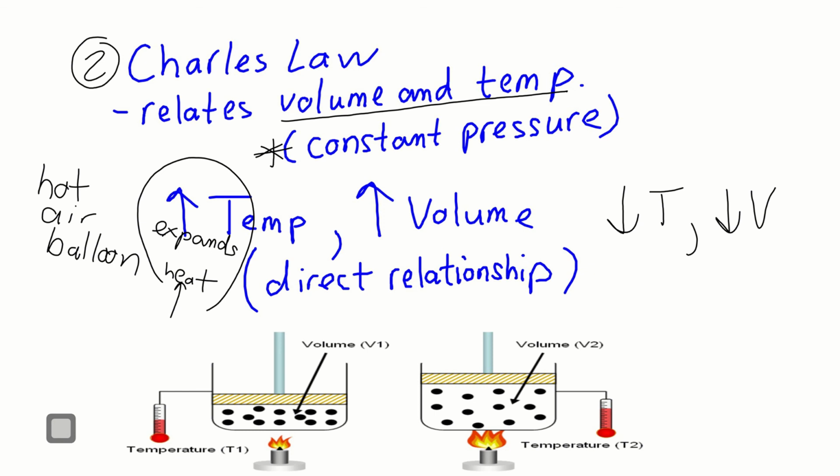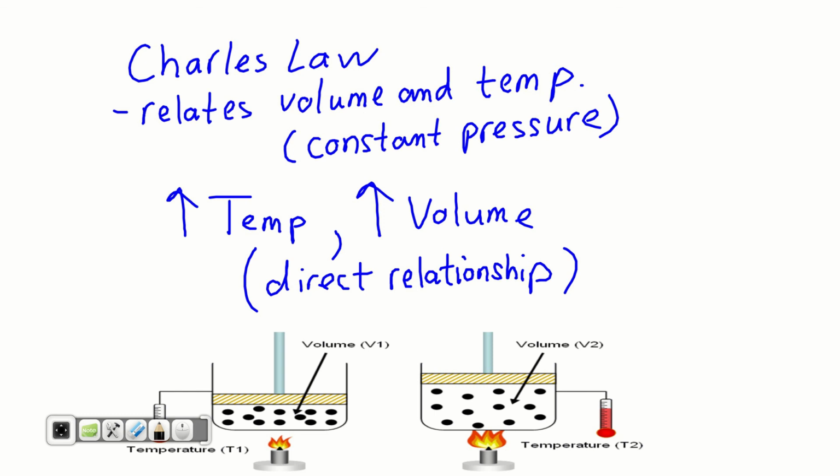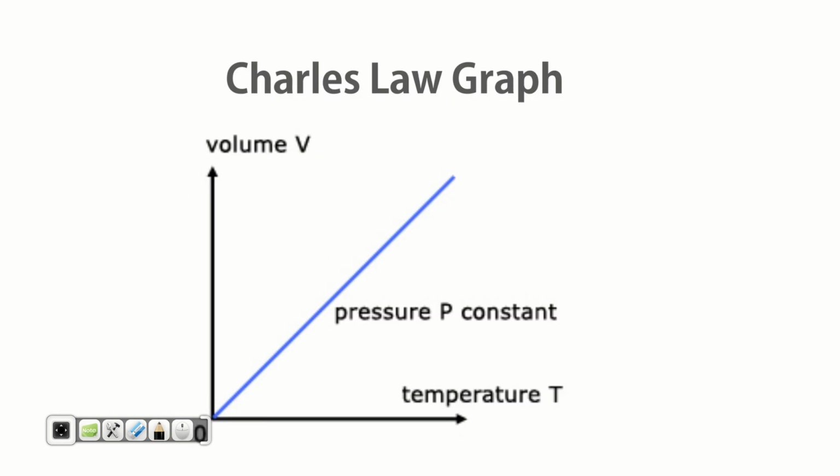Obviously, we can see that pressure is going to have an issue too, but we're going to try to keep that the same as much as possible. Even if the pressure does change, this would still work the same way. So if I put this on a graph, since I see a direct relationship, I should see a sloped line going up. So Charles' law is showing you volume and temperature directly related.